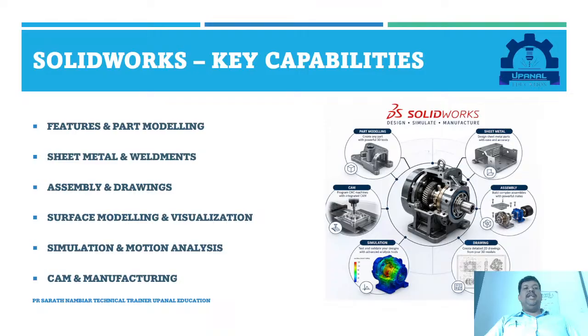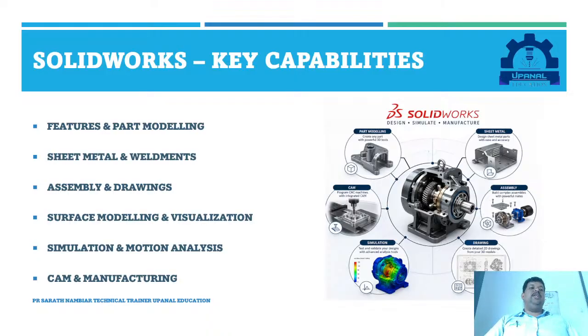After that, we'll move into assembly and drawings. Assembly allows us to bring individual parts together to create a complete product, while drawings help us to communicate the design to manufacturing through dimensions and other technical information. We will also briefly look at surface modeling and visualization, which become important when we are dealing with complex shapes or want to present a realistic representation of a product.